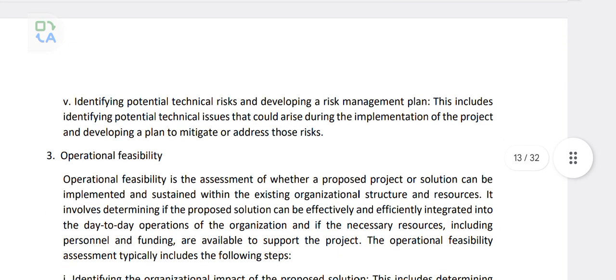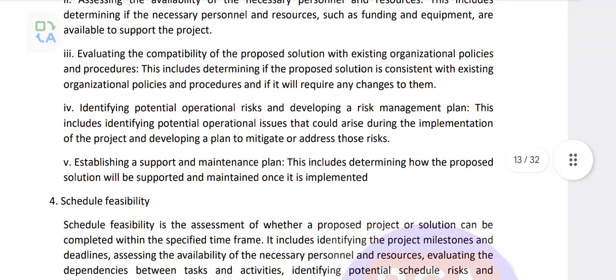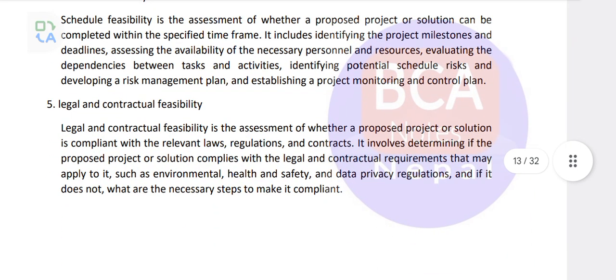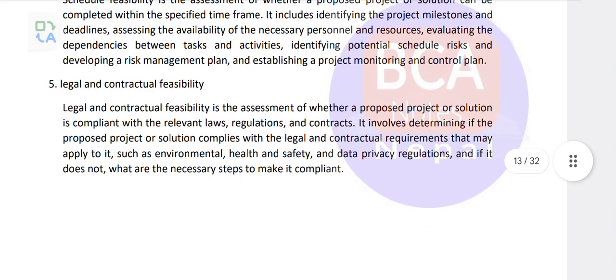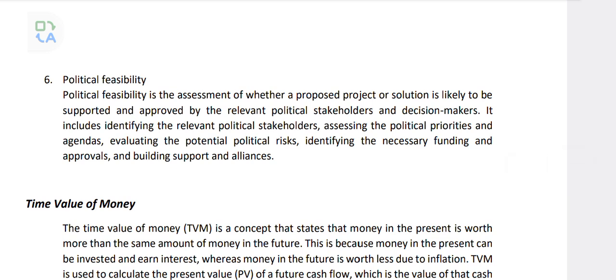Operational feasibility, assessing the availability of the necessary personnel resources. Schedule feasibility. Legal and contractual feasibility, the assessment of whether the proposed project or the solution is legally viable. Political feasibility, the assessment of whether the proposed project or the solution is politically acceptable.